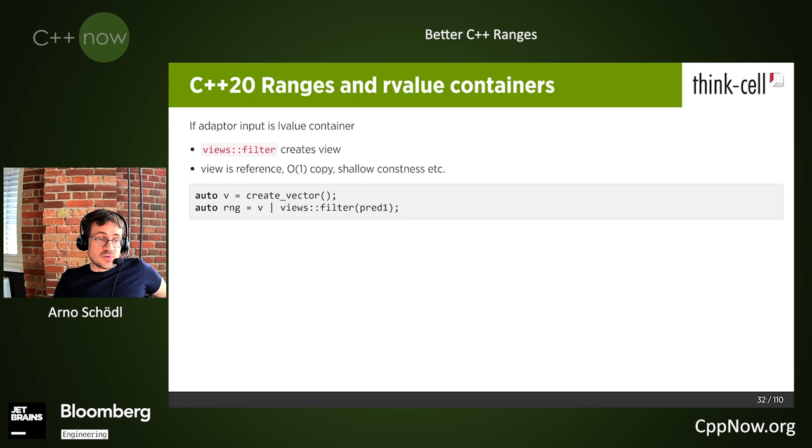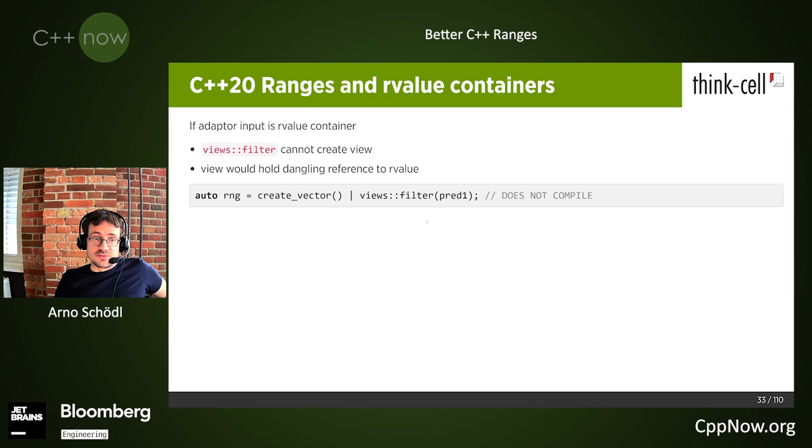So let's say you are creating a vector, and then you are creating a range that is filtering that vector. This would work just fine. The view is a reference, with shallow copy and shallow constants, and it doesn't contain any values. The actual values are contained in the vector, and the range just holds a reference to the vector. So far, so good. Now, what happens when you want to create the vector in place, right there, without assigning it to a separate variable, and filter that?